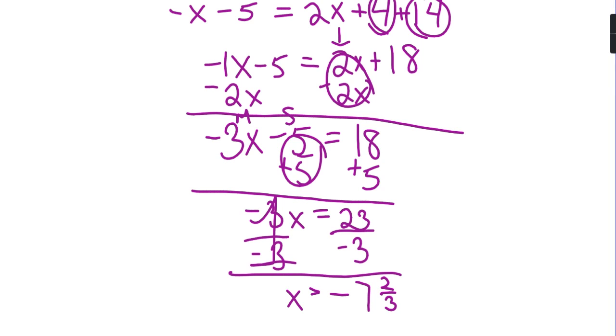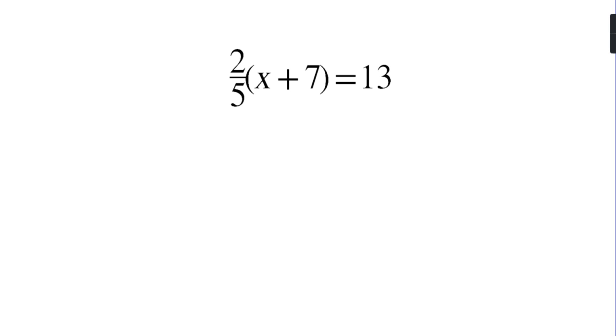Okay, let's look at another equation. Now we bring in a fraction. Okay, we have 2/5 times x plus 7 equals 13. Now, we discussed that we could start by distributing that. 2/5 times x is 2/5 x, 2/5 times 7 is 14/5. But dealing with all of those fifths is kind of tedious. So we preferred to multiply by 5 and cancel out that 5 on the bottom.